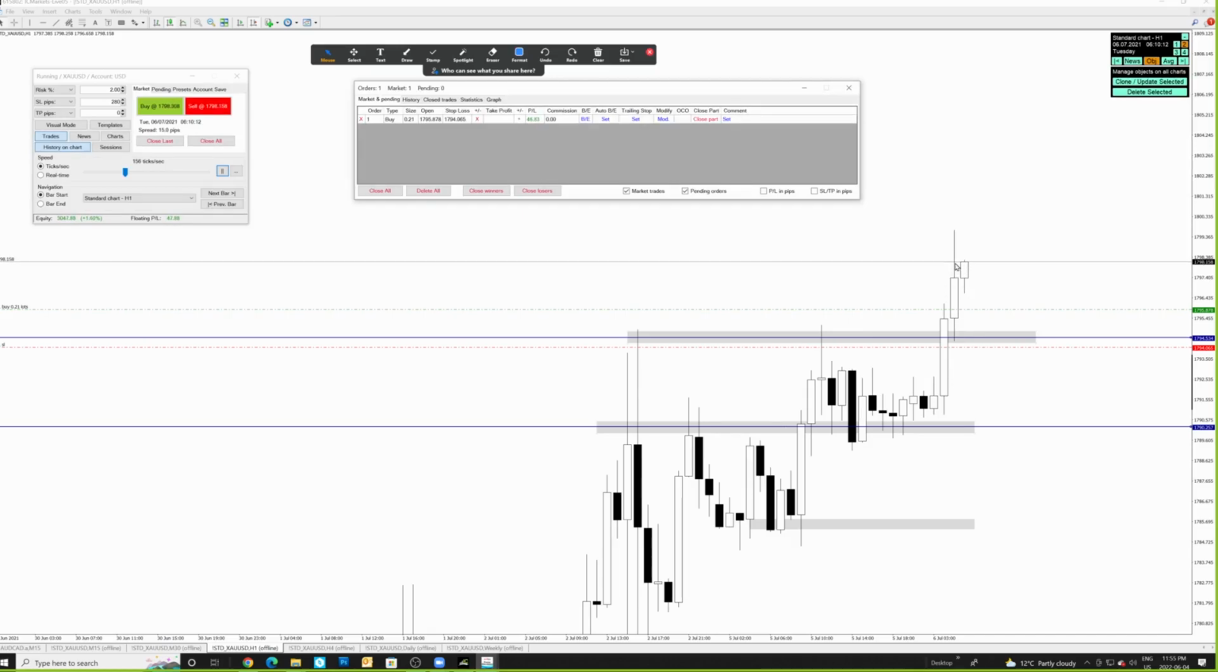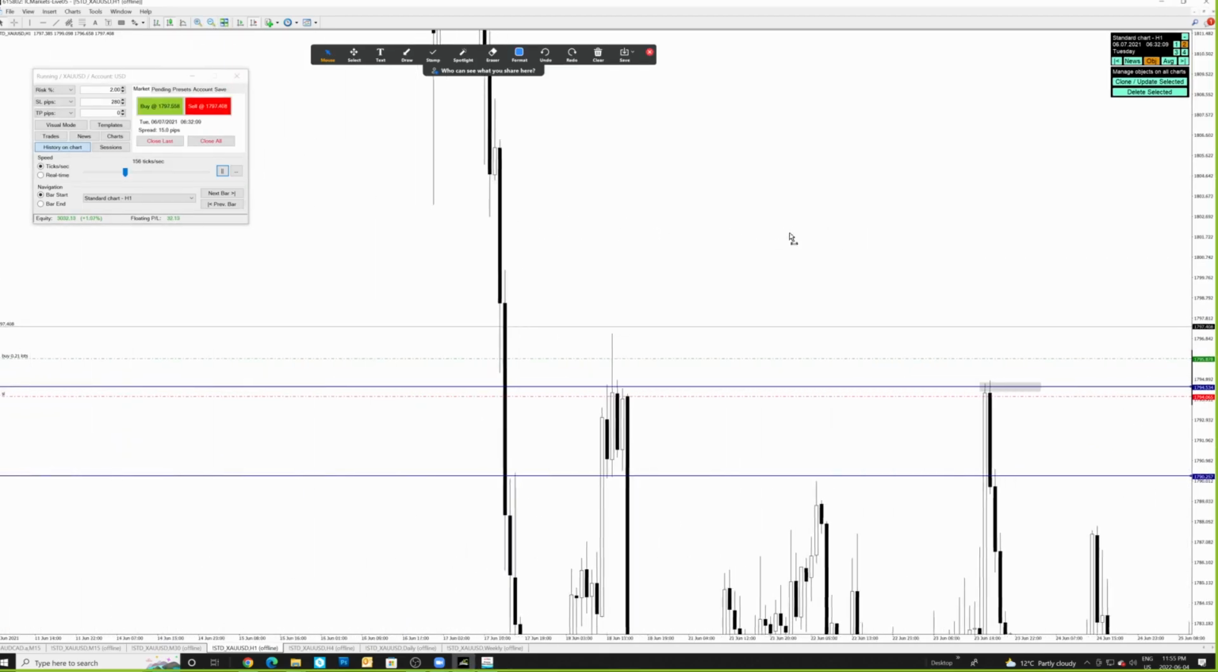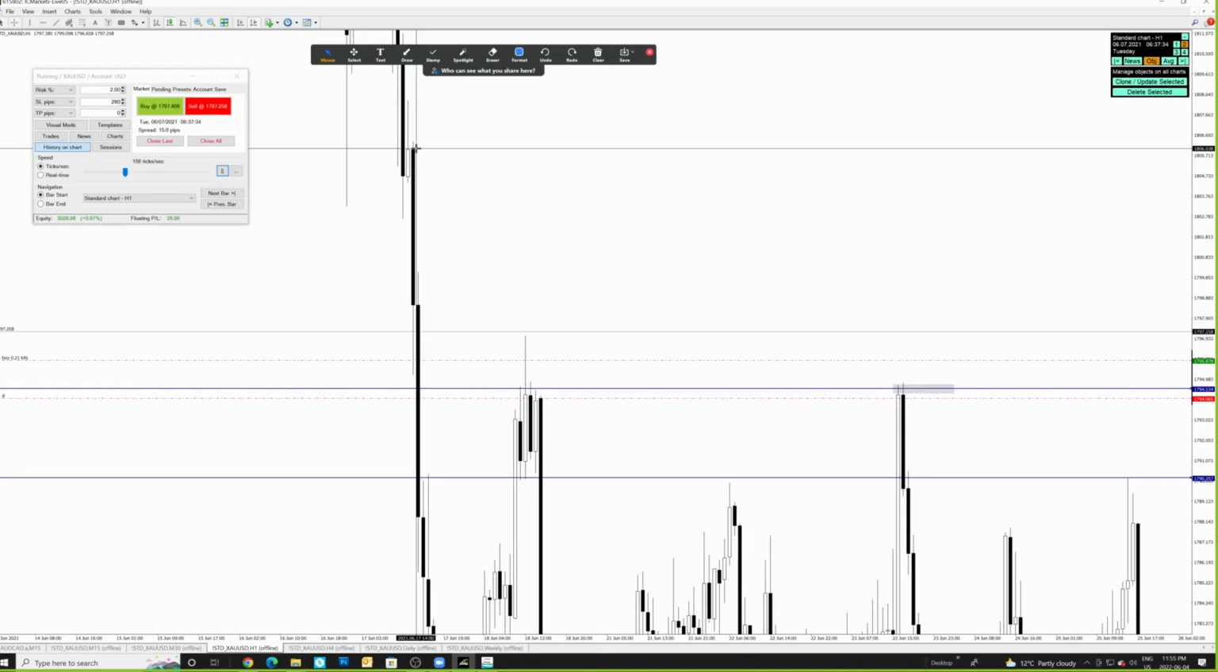So now you can see the 1 hour candle has closed bullish. The stop is below this wick. Target is around 1806, looking to the left hand side. And basically, we're just waiting for the 1 hour candle to close. Look, we've broken above this area.